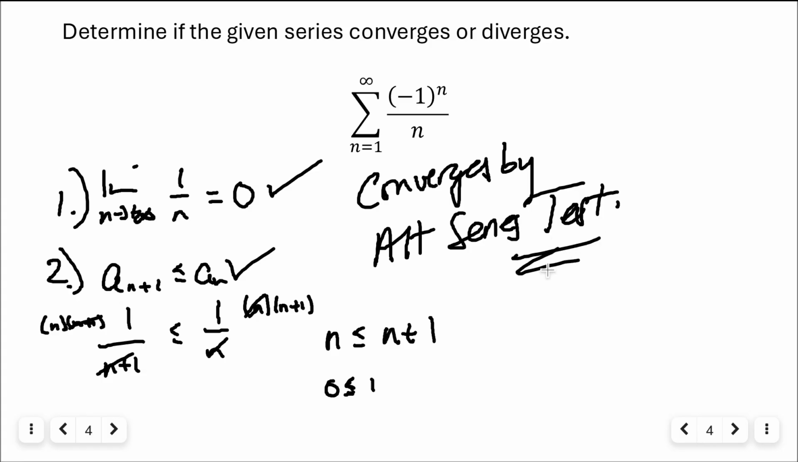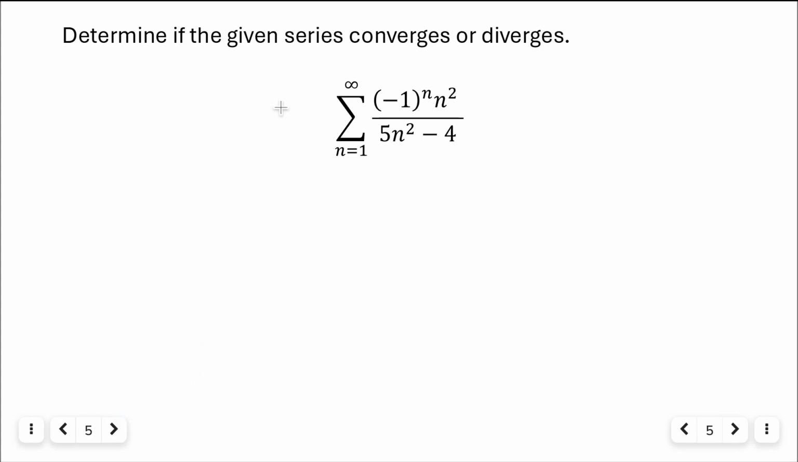And notice that this series without the alternating part is the harmonic series, which we already know diverges, which is kind of a clue to what we're going to look at in our next video, or one of the videos coming up about different types of convergence, okay? But this series itself converges by the alternating series test. All right, let's try another one.